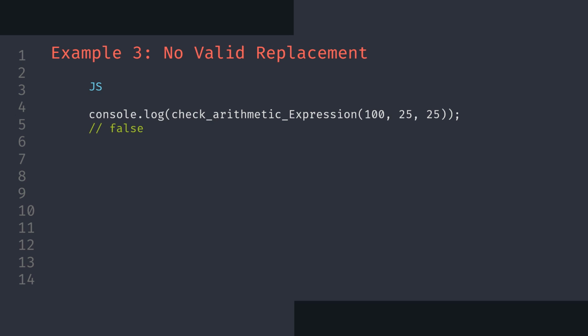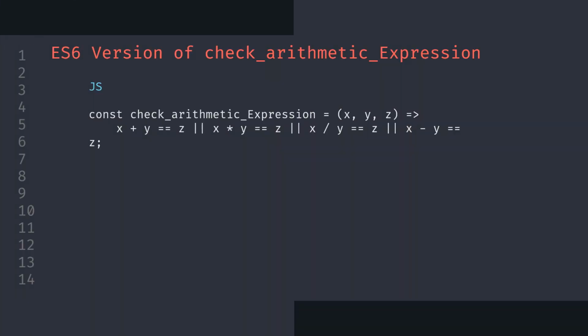In this case, no operator makes the equation valid. Thus, the function returns false. The ES6 version uses an arrow function for concise code while retaining the same logic.